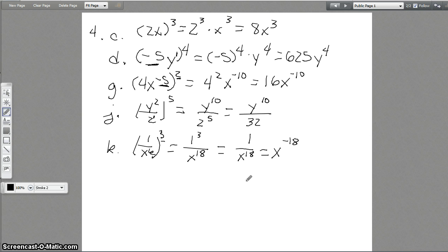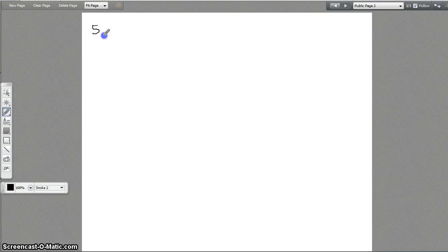Okay, remember number 4 is just like number 9 that was assigned for homework. So now we're going to look at number 5. Number 5 is just like number 10. The instructions for number 5 say which of these symbols, greater than, equals, or less than, should go in each of the following. So we're going to do a couple of these.